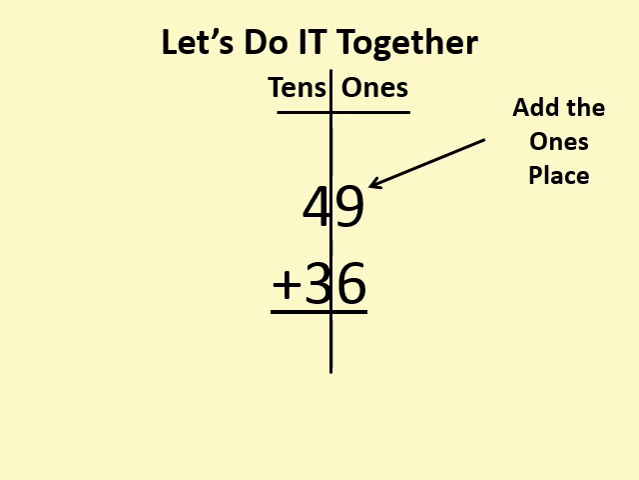Okay, my first step is always to add the ones place. I'm going to start at the top and work my way down. So I'm going to draw that arrow just for you to remember. Start at the top and work down. Again, I'm going to use touch points. 9, I'm going to say the first number and then count up. 9, 10, 11, 12, 13, 14, 15.